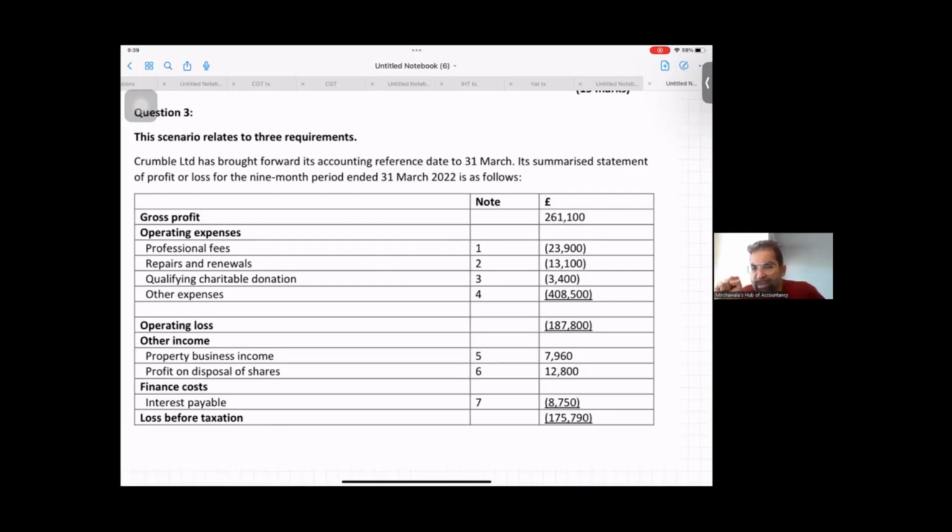See the pattern of the examiner. The examiner tested employment income in question number 2. Now they are testing trading income. They will test trading income with companies. Almost all allowed and not allowed lists will be tested here. So, Crumble Limited.